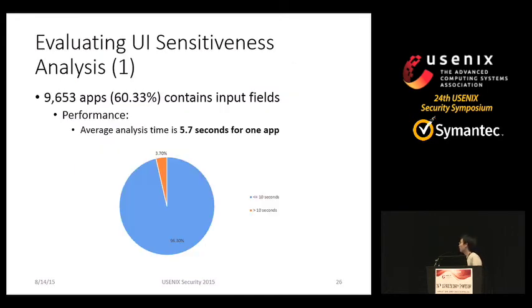The UI Sensitiveness Analysis, including rendering all the layouts in one app, is quite efficient. Actually, more than 96% of the apps require less than 10 seconds. And the average analysis time is only 5.7 seconds for one app.